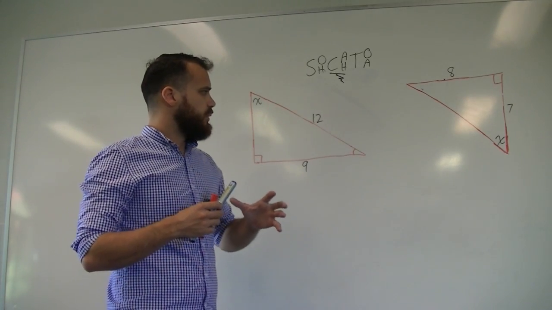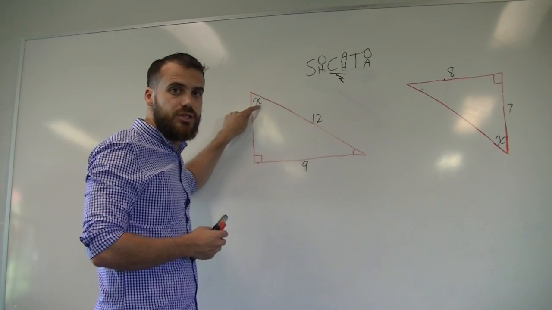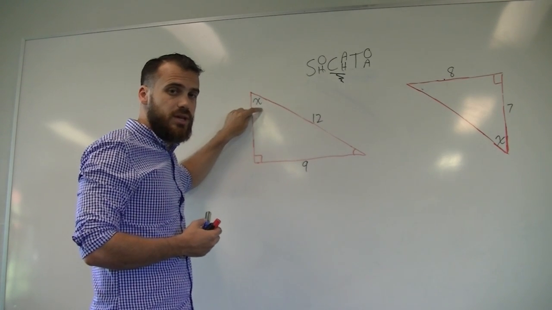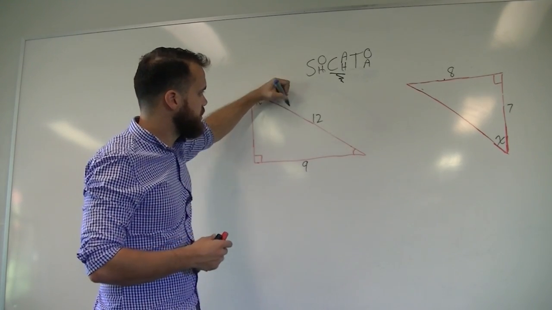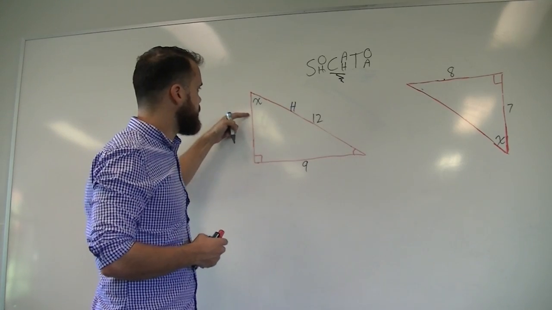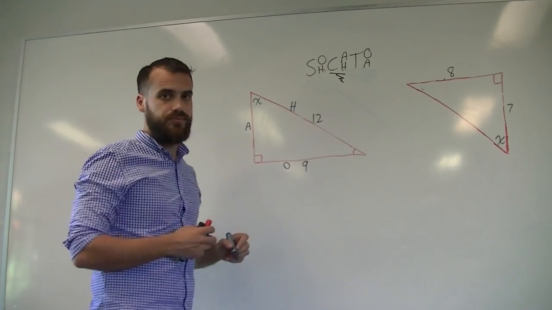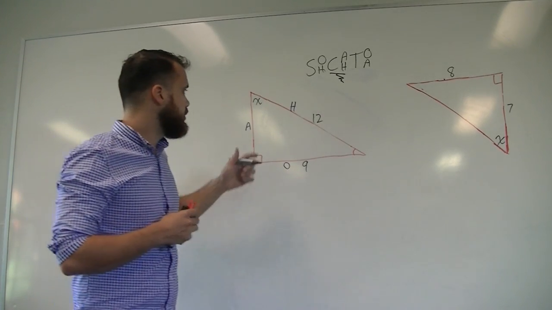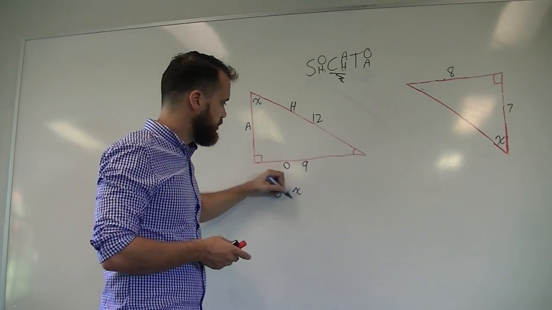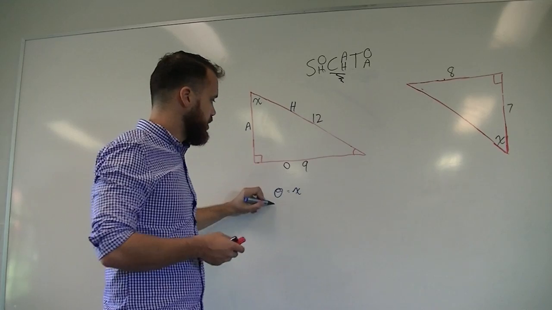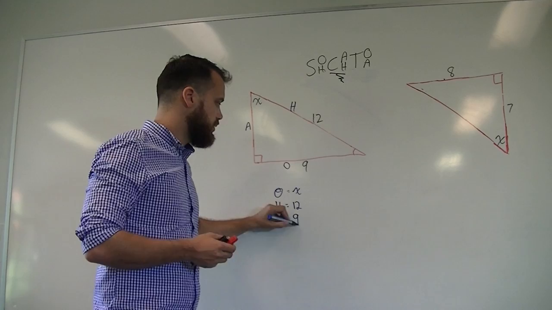First of all, we need to label our sides. So we can see we have an angle here that we're interested in, x. So we're going to use that as our angle of interest. As always, the side opposite the right angle, that's the hypotenuse. The one next to the angle of interest is the adjacent, and the one opposite it, that's the opposite. Let's write our summary. Now the angle, theta, we don't know what that is, it's x. The hypotenuse we know is 12, and the opposite we know is 9.